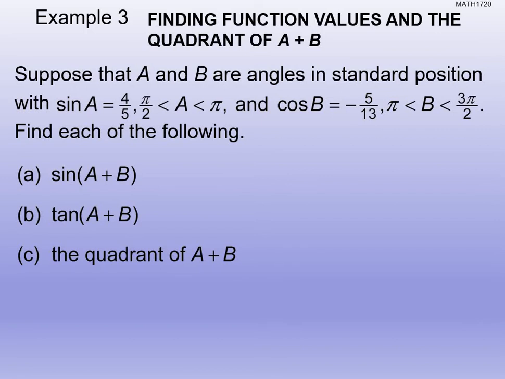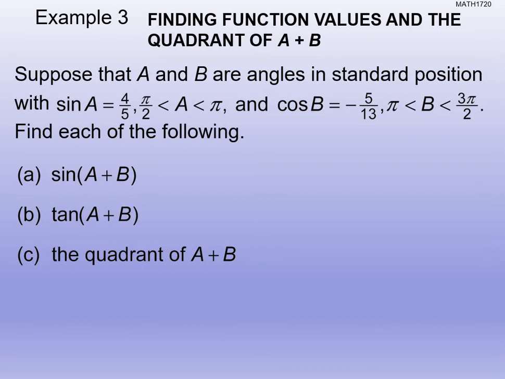So we got the restrictions on A and B. Now, some hard parts in the approach that you need to take to this problem is we're given sine of A and we're given cosine of B. In order for us to solve this, you're going to have to make a triangle using sine of A equals 4/5, and you're going to have to make a triangle using cosine of B equals -5/13, and you're going to have to draw them in the correct quadrants.